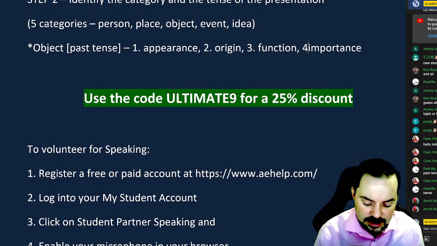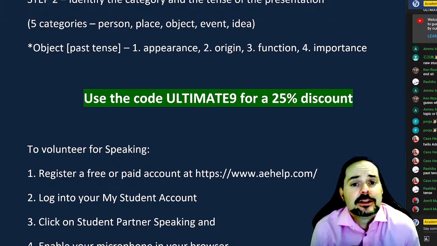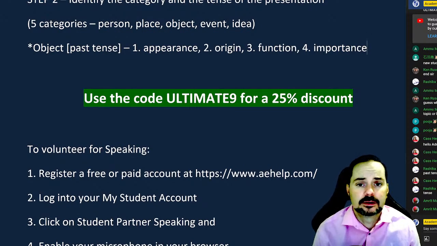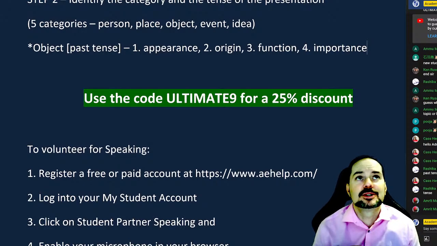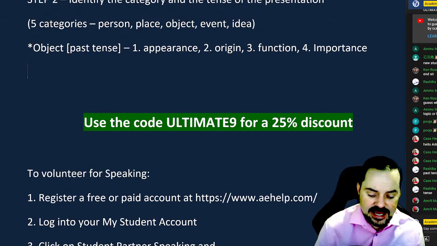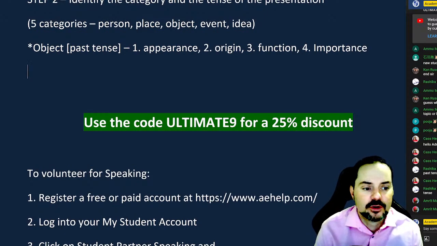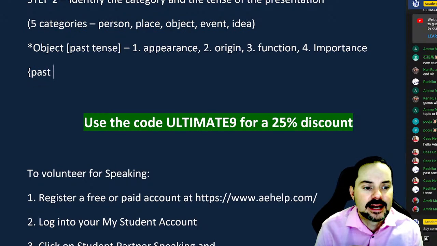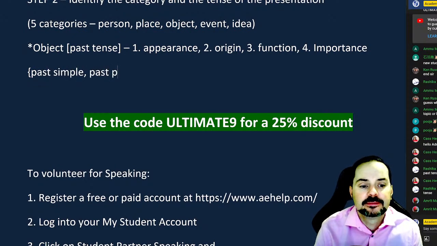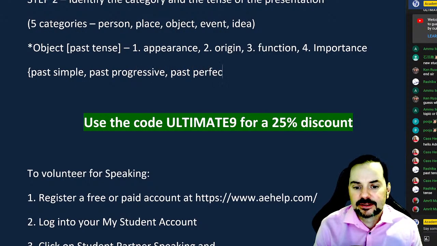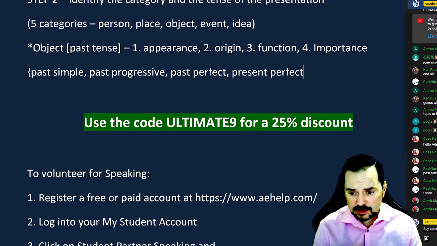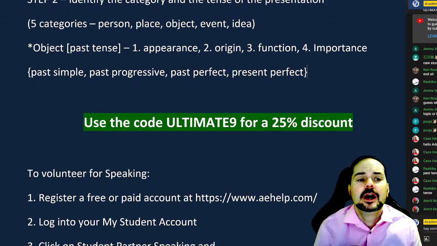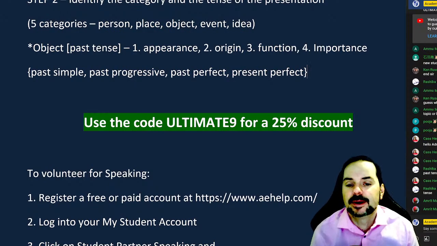So objects carry certain kinds of value to the user, and when you talk about that, then that becomes unique for the listener. They realize, oh, okay, that's unique for this person, right? And then past tense. So when we talk about past tense, we want to focus on using past perfect or past simple, past progressive, past perfect, present perfect, because we use present perfect to talk about the past. So all of those different tenses, okay? So you want to use all of those, all right?